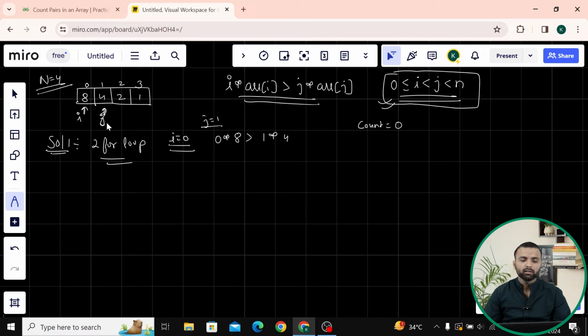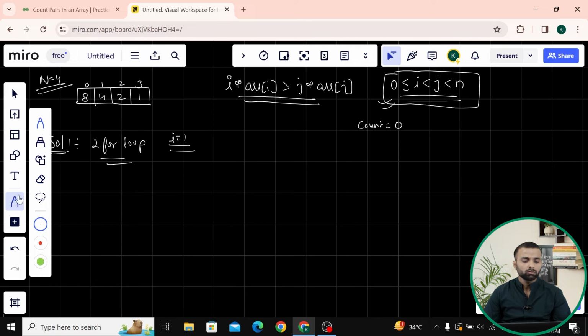When my j increments, j is now at index 2. Here if I check, 0 into 8 is greater than 2 into 2? No. When j equals 3, 0 into 8 and 3 into 1? No. So it means when i equals 0, I don't get any pair, right? So let's increment my i here. Now my i is pointing to 1. Okay, so now my i is pointing to this.